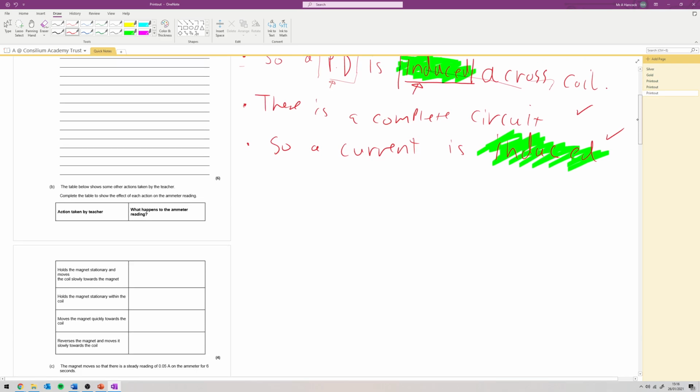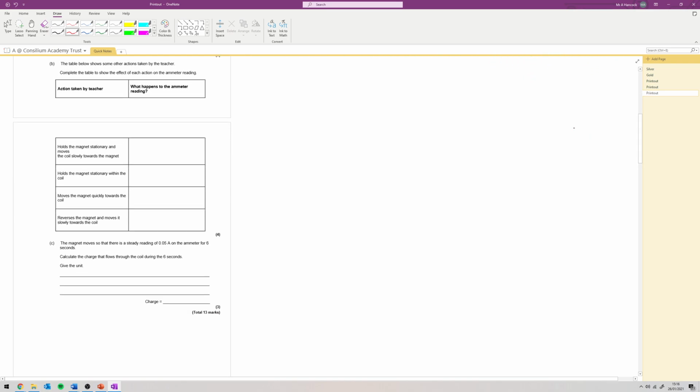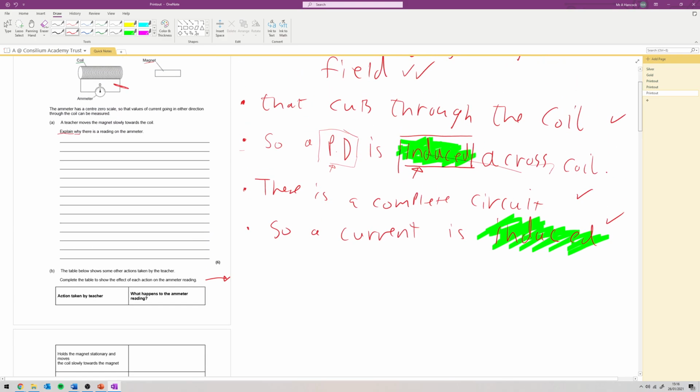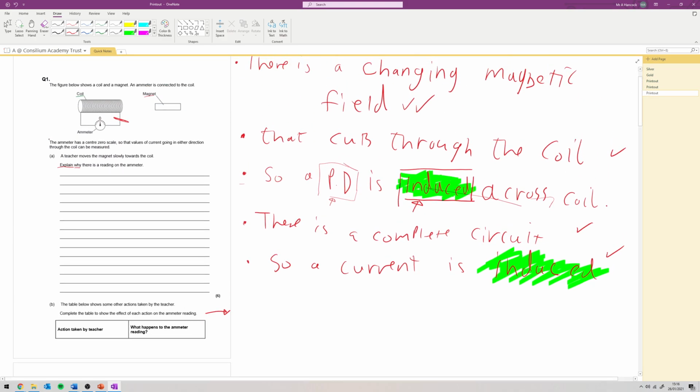Okay, let's move down a little bit. The table below shows some of the actions taken by the teacher. Complete the table to show the effect of each action on the ammeter reading. Well, let's go back to what the question said before, because it's referenced in the table. The question says, a teacher moves the magnet slowly towards the coil.